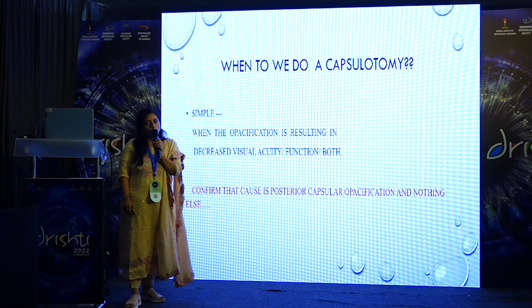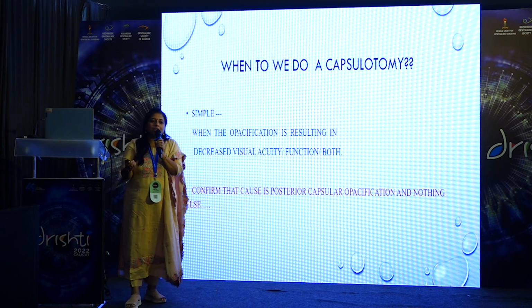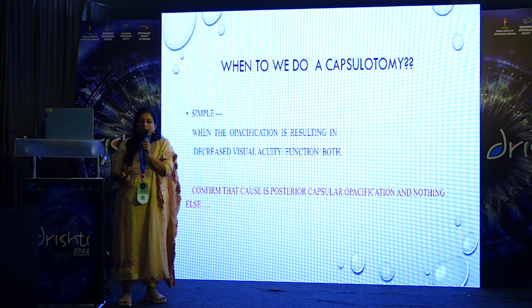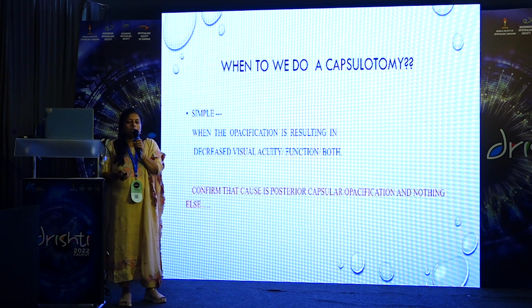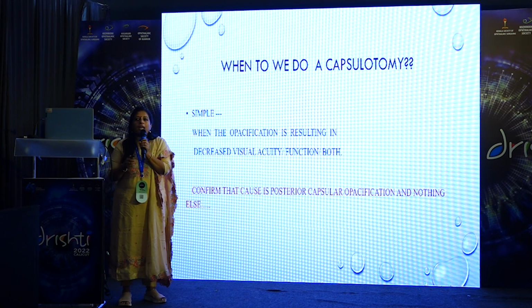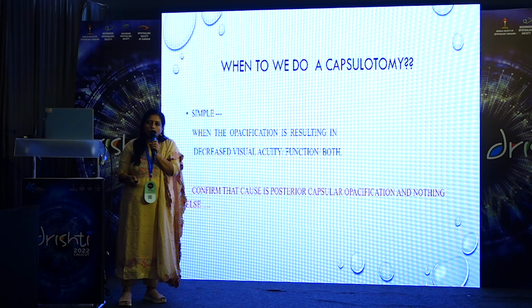Then when is it that we do a capsulotomy? The answer is very simple. When the posterior capsular opacification is causing a reduction in the visual acuity and function, or both. But be sure that the reason for the reduced vision is a PCO and nothing else. That's the only point that you have to keep in mind.